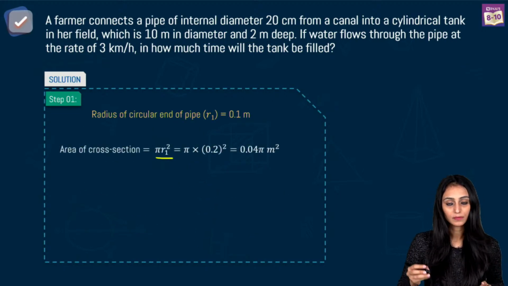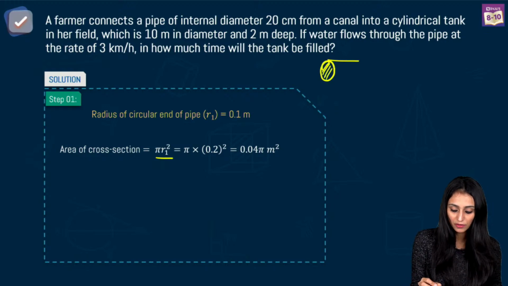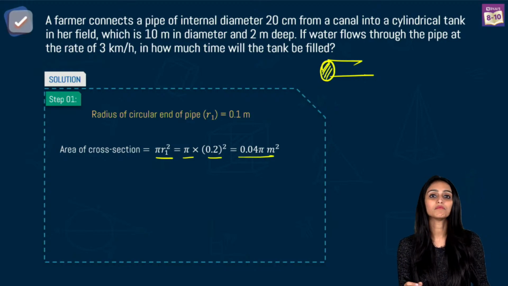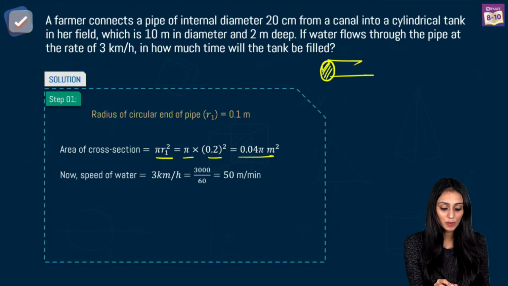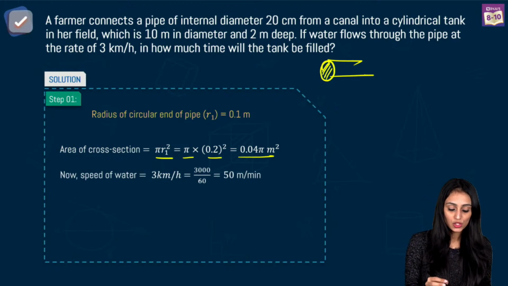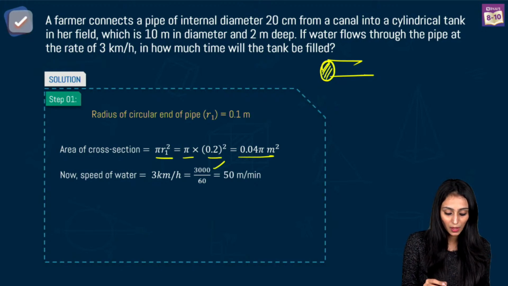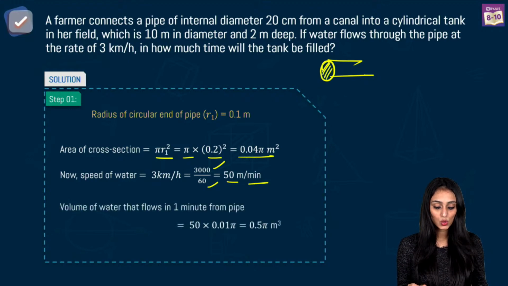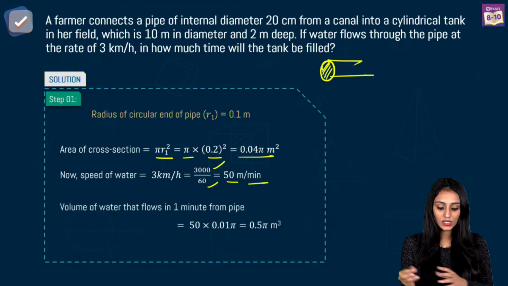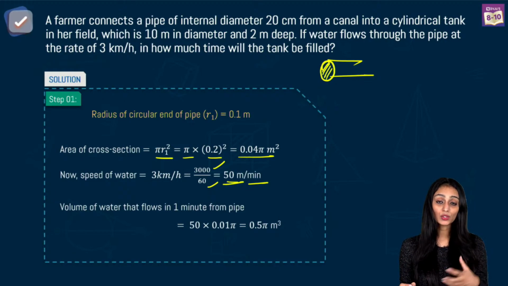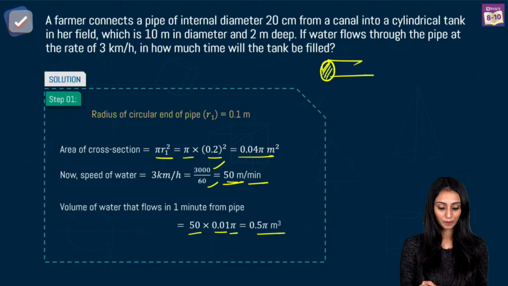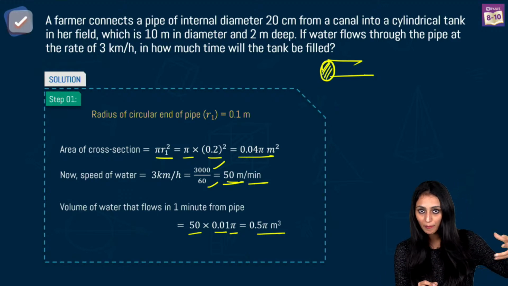The area of cross section, the circular part of the pipe, is pi r1 square, 0.1 square, that's going to be 0.01 pi meter square. Now the speed of water is 3 km per hour. 1 kilometer is equal to 1000 meters, so 3000 meter by 60. On cancelling it out, we have 50 meter per minute. So 50 meter of water flows in 1 minute, and the volume is pi r square h, that's 50 into 0.01 pi, that's 0.5 pi meter cube. So we get the volume of water that flows through the pipe in 1 minute.